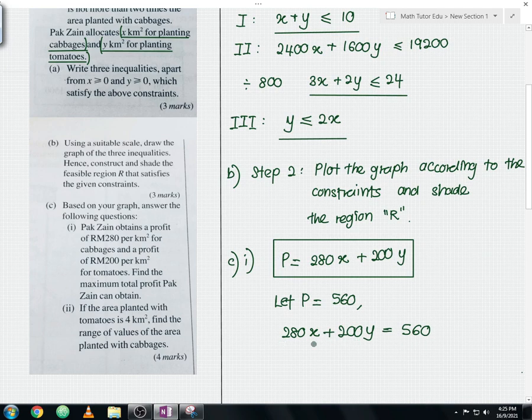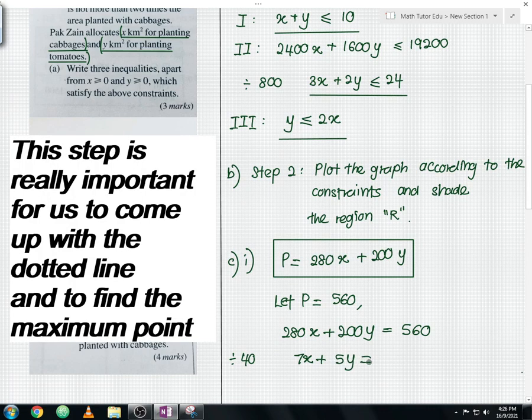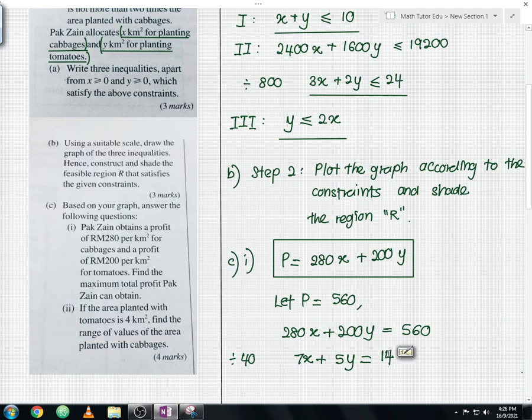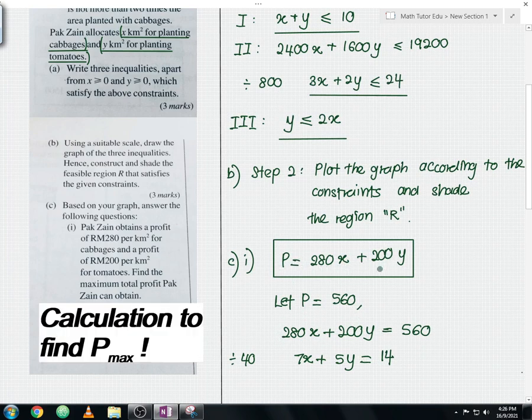To simplify this equation, you divide the whole equation by 40. From here you get 7x plus 5y equals 14. I hope you guys are clear about this. The reason we are simplifying this is because it will be easier for us to plot the dotted line. But in the calculation of profit, you cannot choose this equation, guys. You need to choose the original equation where P is equal to 280x plus 200y.